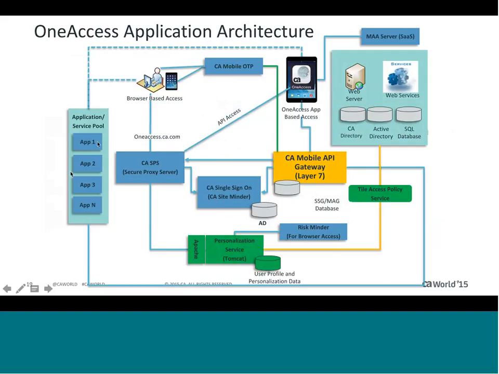Out in the cloud, or on the left-hand side, here we see multiple applications. This is our application pool that's registered and giving authentication to the applications through the API gateway. If you want a more detailed explanation of this, you can stop by our booth and we'll go into it in more detail.